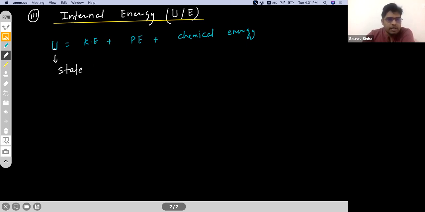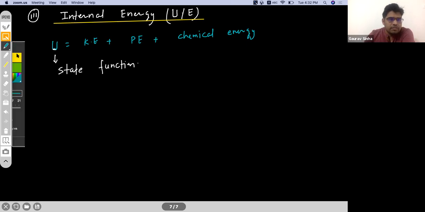And what is a state function? Could you tell me? A state function does not depend upon path, so it is independent of path. That's the state function. Internal energy depends mainly upon temperature. Okay, I'll come back to this point again.